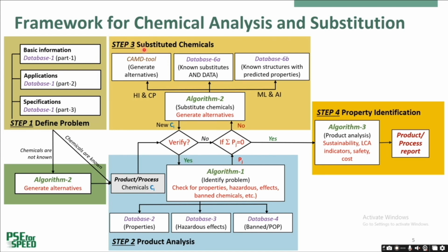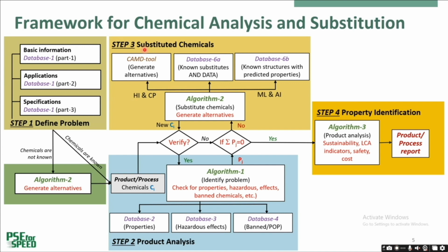Step 3 is where we find the substitute chemicals. If PJ is greater than 0, the user will be guided to step 3 to find alternatives that can substitute the flagged chemicals. This step is repeated for each flagged chemical.